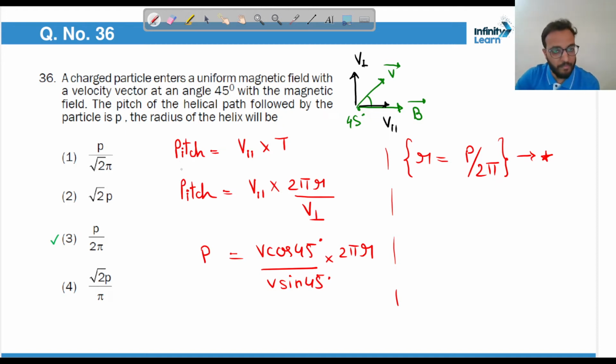What is the formula for pitch? Pitch gives you the distance moved in one rotation, the distance moved along the magnetic field in one rotation. So it is horizontal speed, V parallel, into one time period. So V parallel into time period is what? Total distance 2 pi r upon V perpendicular. So V parallel is V cos 45, V perpendicular is V sin 45. Take the ratio and this is your answer that you get.